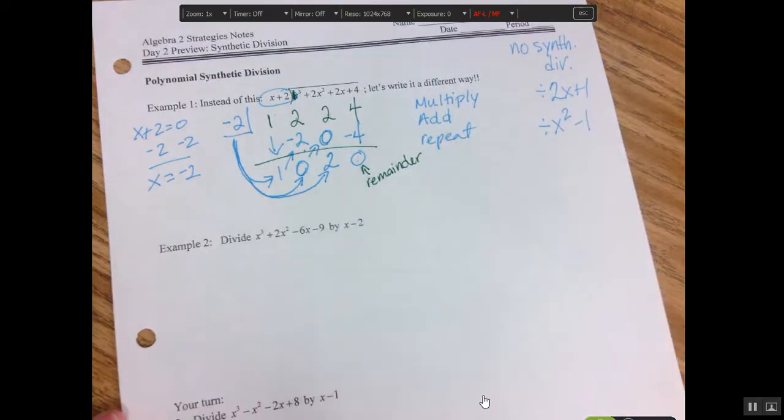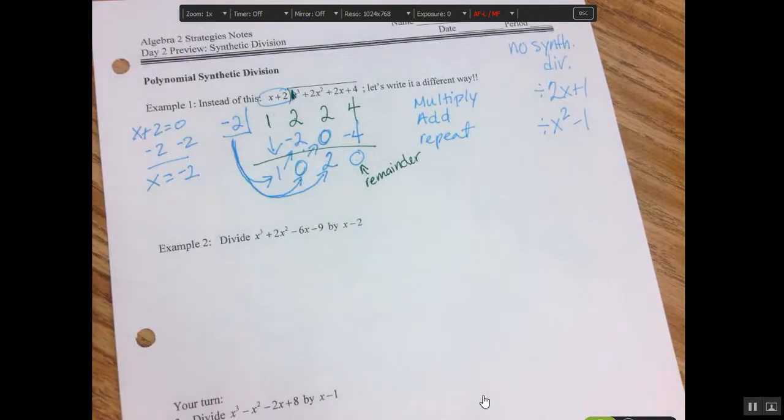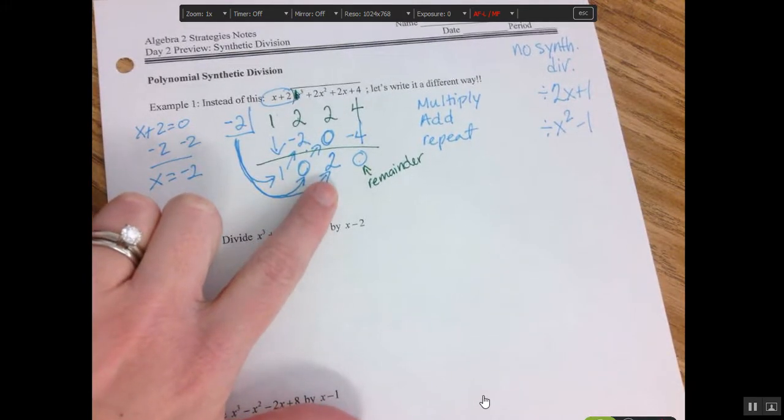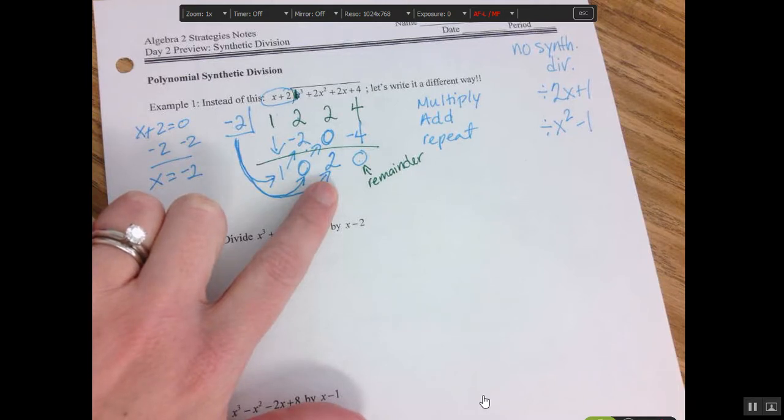Is that a negative 4? That one's a negative 4, yeah. Okay, so that means there's no remainder because the remainder is 0. Now these are the coefficients of the answers, but you can't just write 102. That wouldn't make sense, okay?